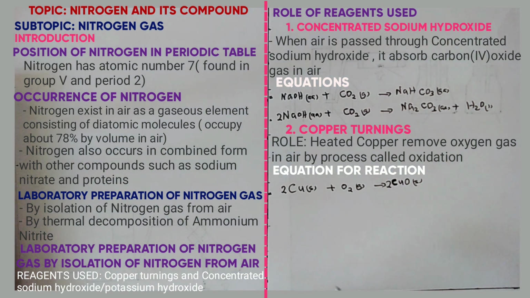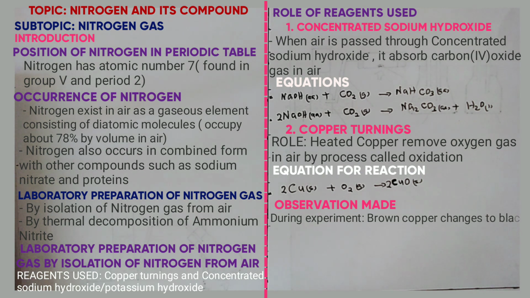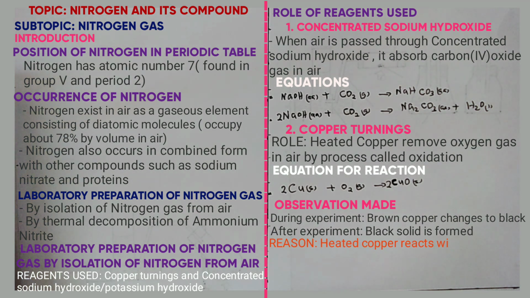Now the color of copper is brown and the color of copper oxide is black. So you can be told to state the observation made either during the experiment or at the end of the experiment. The observation made during the experiment is brown copper changes to black. After the experiment, you say black solid is formed. The reason for the observation is heated copper reacts with oxygen in air to form copper oxide, which is black.